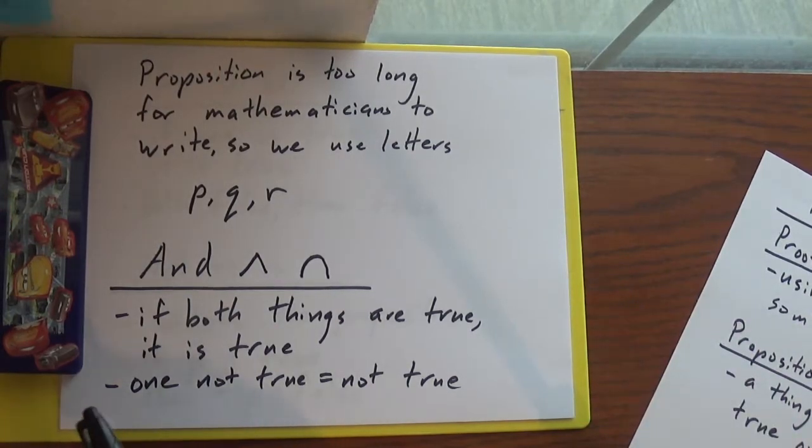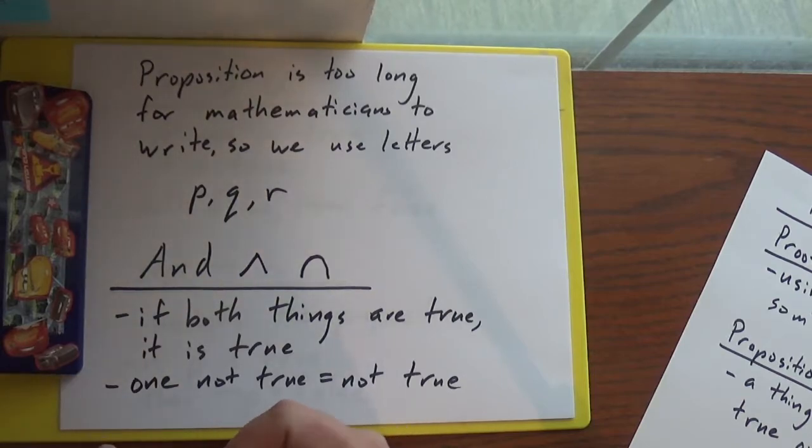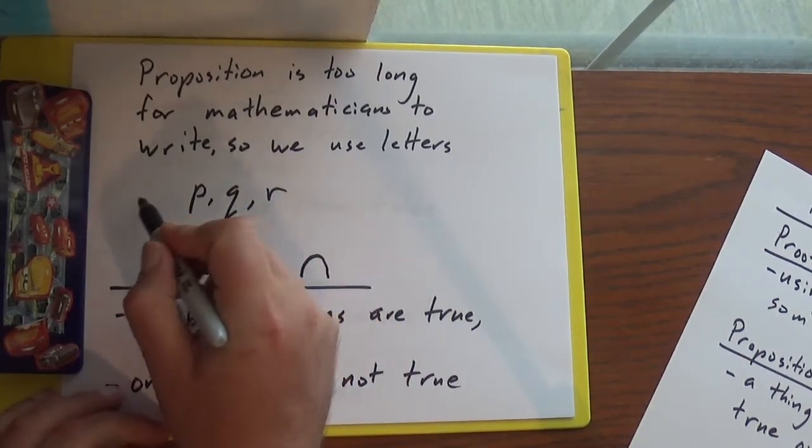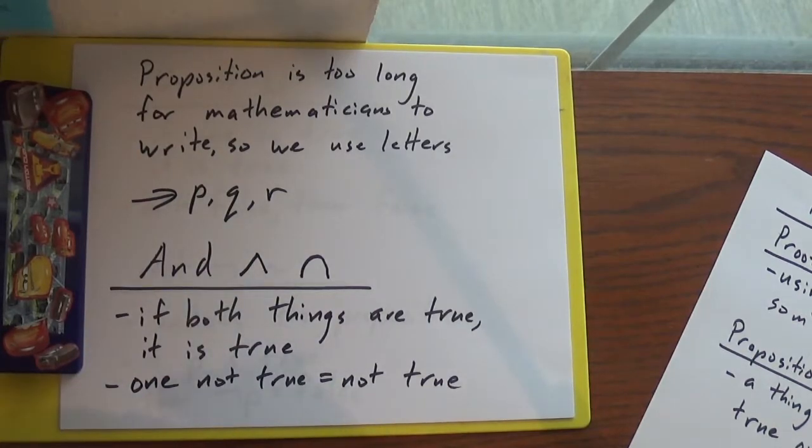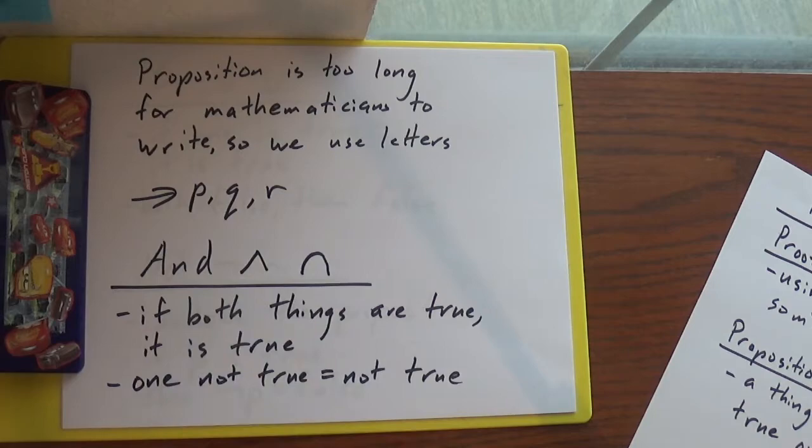Proposition is just far too long for mathematicians to write. We don't like writing words, sentences, long words, short words, all of that. So we just stick some letters in there, usually P, Q, and R. So basically P, Q, R, those are going to be our propositions. Those are going to be the things that could be true, could be false.